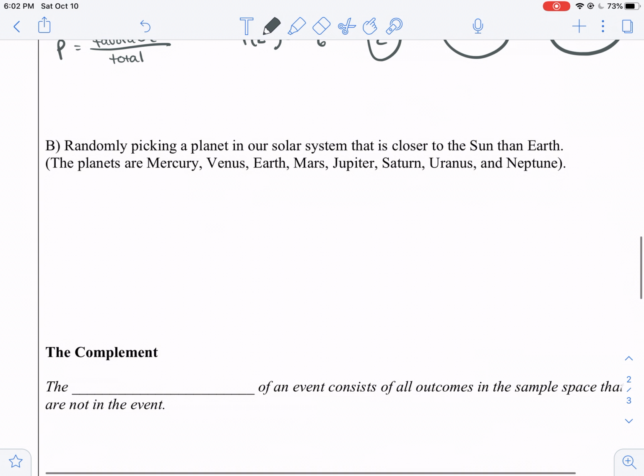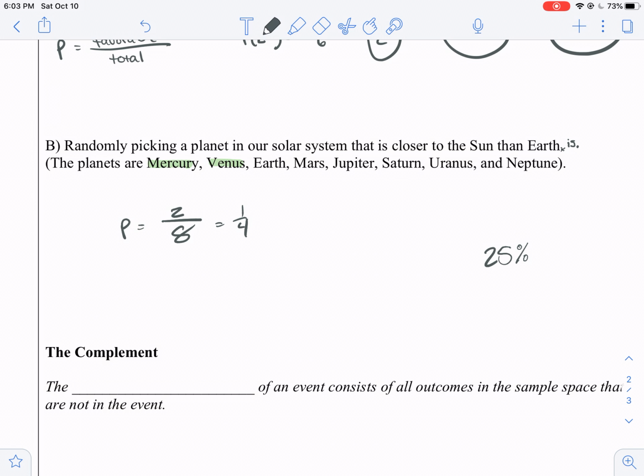Now, go ahead and pause the video and calculate the probability of randomly picking a planet in our solar system closer to the sun than the Earth is. That's not closer to the sun than it is to the Earth. Closer to the sun than the Earth is to the sun. Ready? Your probability should have come out to 25%. This is because we have 8 planets, and the ones that are closer to the sun than Earth are Mercury and Venus. So the probability is 2 over the 8 total planets, which is 1/4, which is 25%.